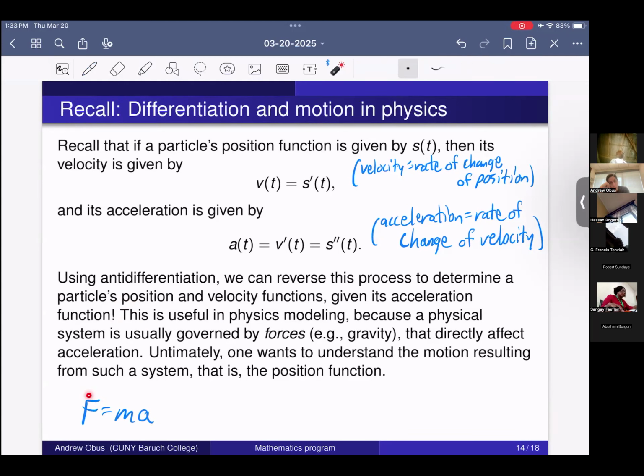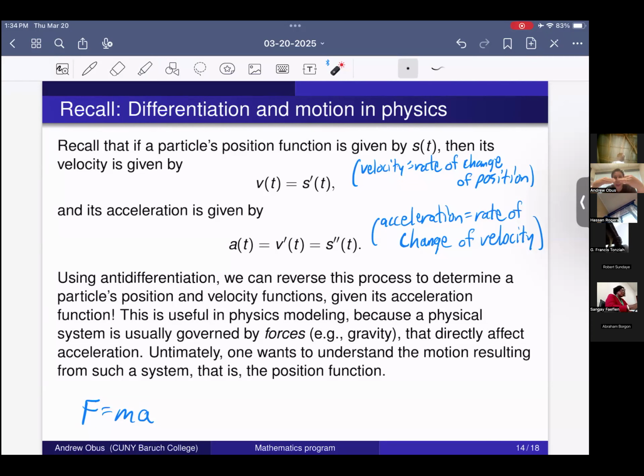If you understand the force, then what that's really telling you is something about acceleration. So when you're modeling a physical system, usually what you know is the acceleration because you know something about the forces at play. And what you want is to actually understand how this thing is going to move. How's the particle going to move given the forces on it?